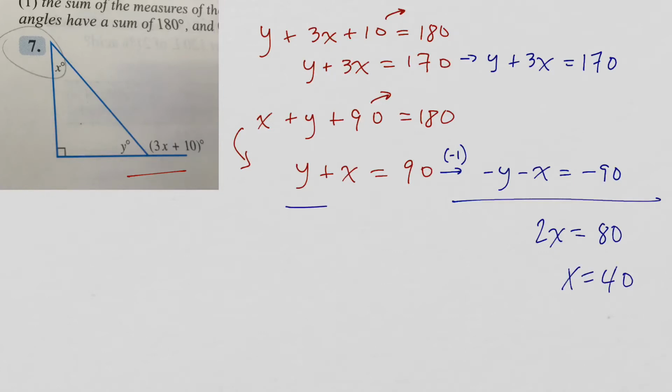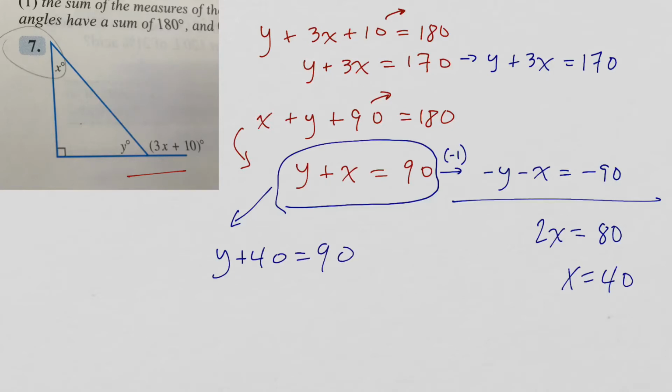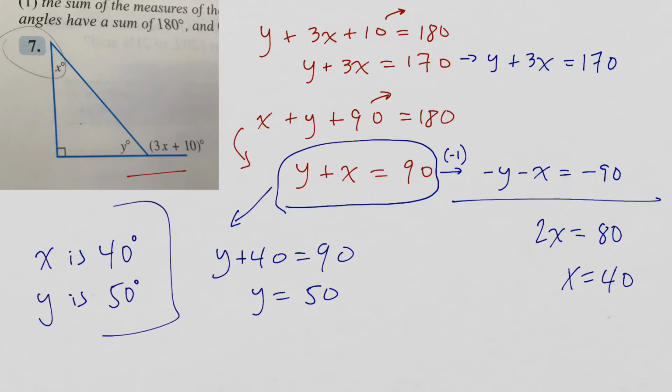And then I can take that and plug it anywhere in, like over here, and say that y plus 40 equals 90, so y is equal to 50. So x is 40 degrees and y is 50 degrees.